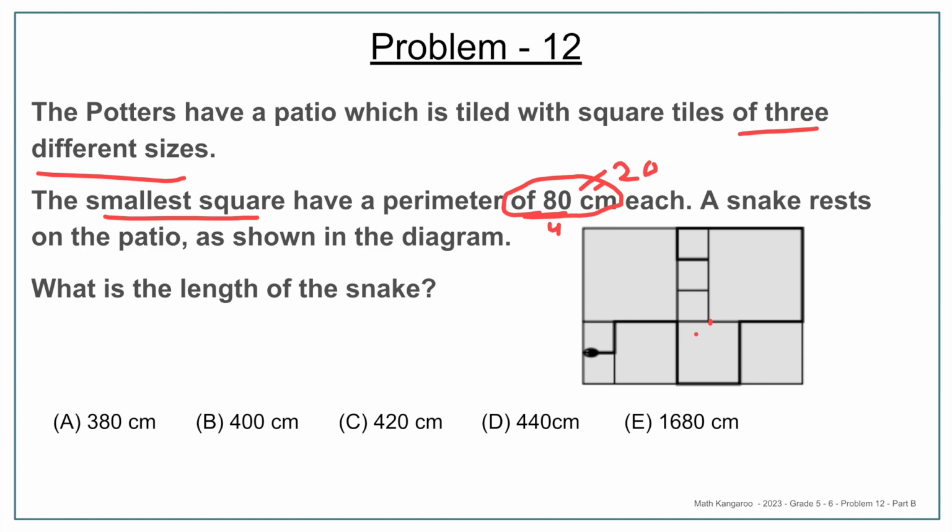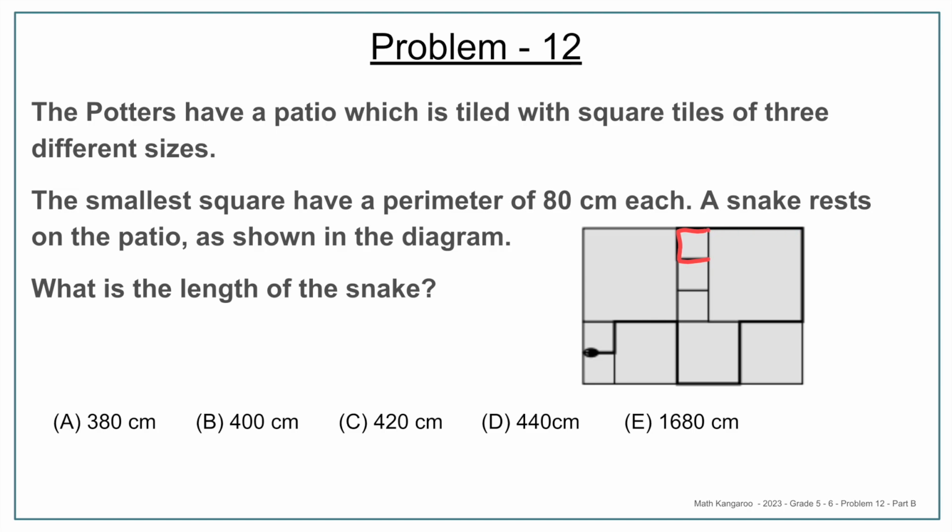So its side length is 20 plus 20, which gives us 40. The largest square follows the pattern with a side length of 60. So we have here 20 and then 40 gives us 60 centimeters. Now we have the dimensions of all 3 squares. Now let's track the snake path. The snake starts with 20 plus 20 plus 20, which gives us 60 centimeters. The length of this side is 60 centimeters.